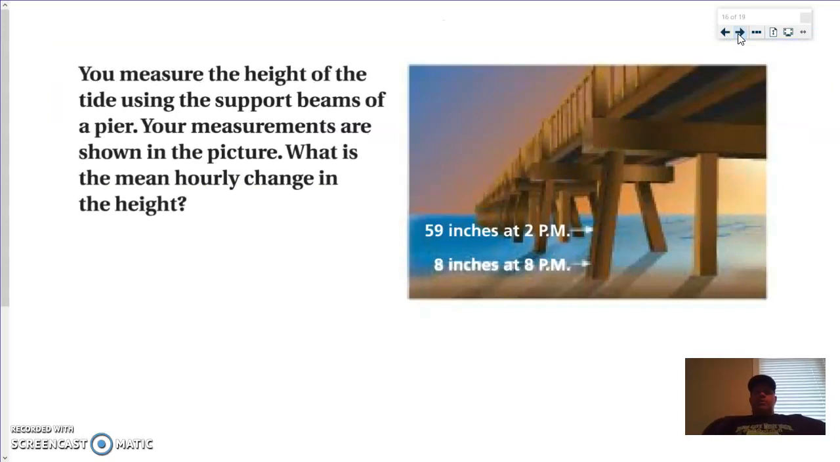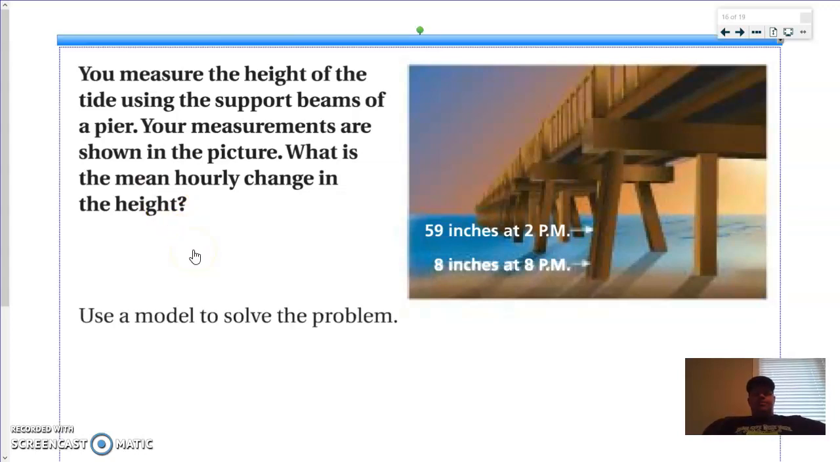You measure the height of the tide using the support beams of a pier. Your measurements are shown in the picture. What is the mean hourly change in the height? So mean is average. So the way we find average is we divide by how many. We add them all up and we divide by how many.